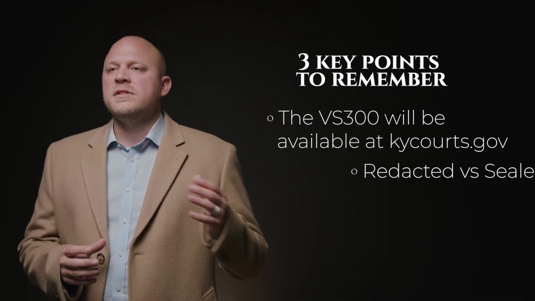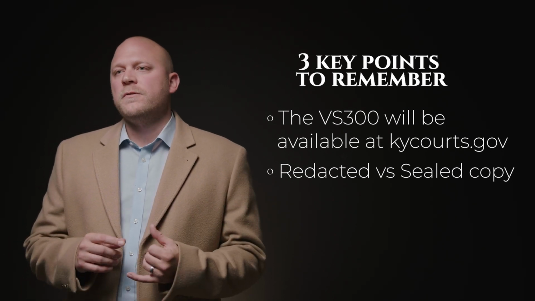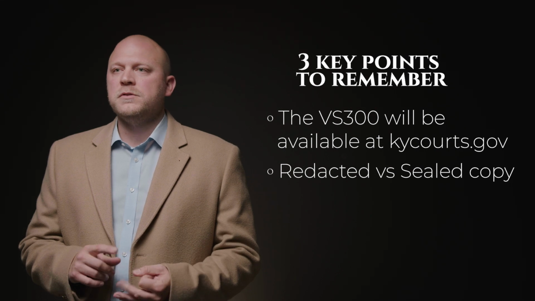The next is a redacted versus sealed copy. We don't want to publish your full social, your date of birth, your children's names, their information. So what we do is you file two copies of everything. One will be a full copy of the cover sheet. One will be a full copy of the VS-300, the divorce certificate. Now the family court's data sheet, that's the one that will list socials, date of birth, all of the personal information, and that's what we need to file two copies of.